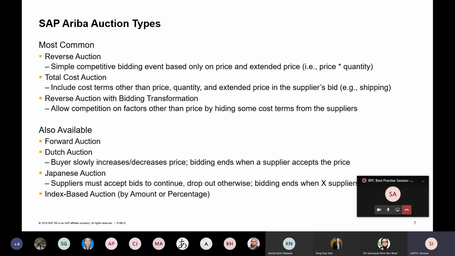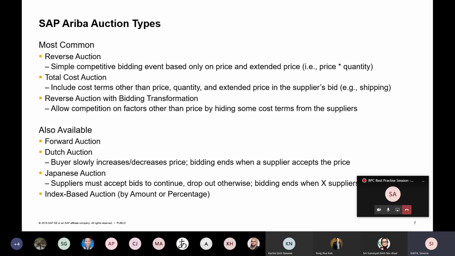We have another template available where we can say, I want to run a total cost auction. So I'm going to include some cost terms other than the price, the quantity, and the extended price in the supplier's bid. For instance, I'm going to create a TCO and ask the suppliers to give me some bidding on the shipping cost.